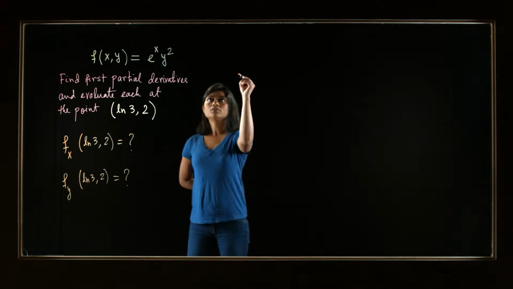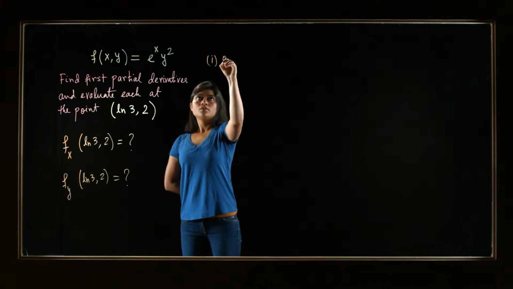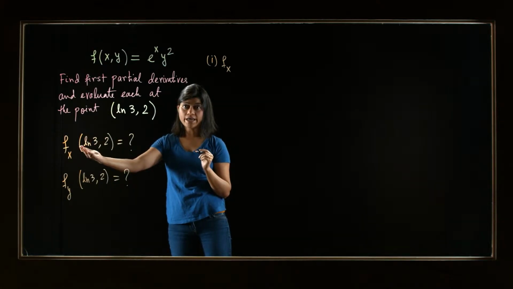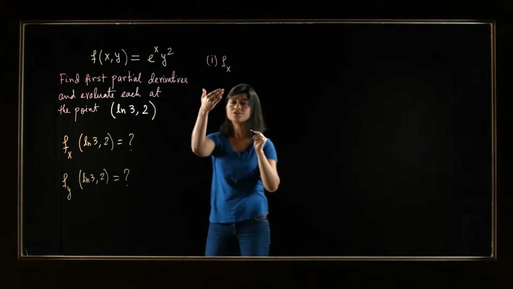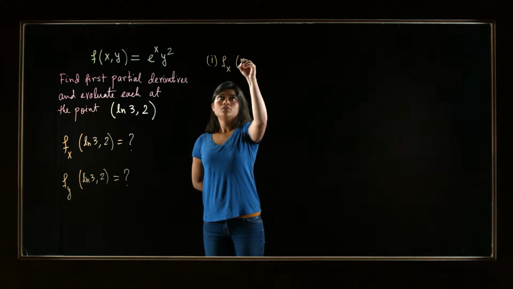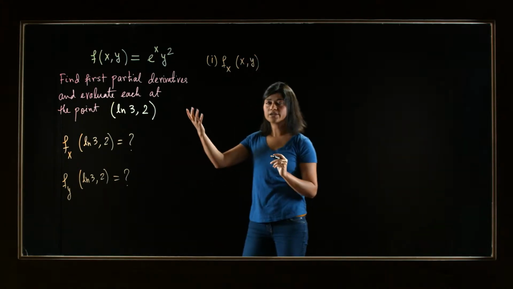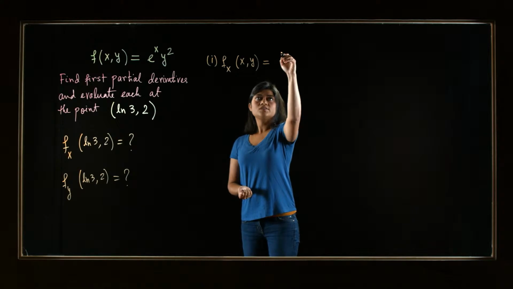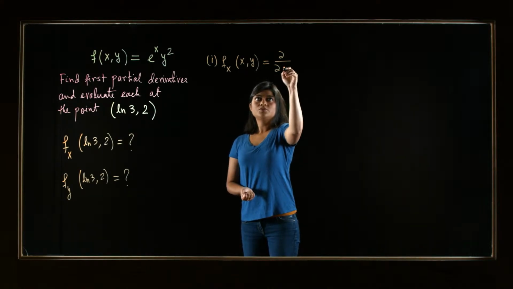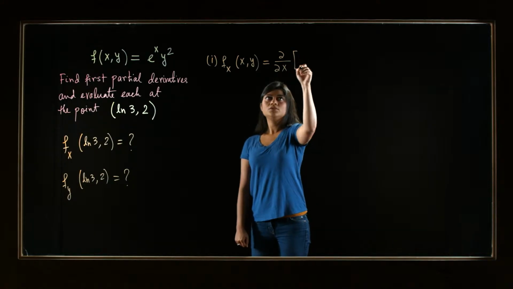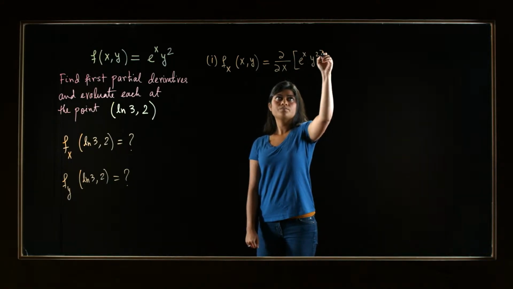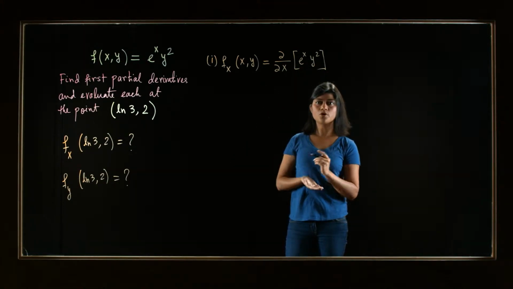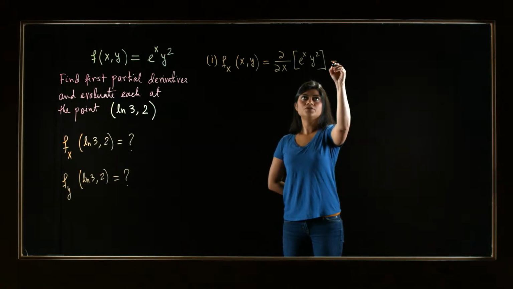Okay, so let's start with fx, but first we can't directly figure out the value at ln of 3 comma 2. We have to first find the partial derivative of the function in the variables x and y. So this means the partial with respect to x of the function e to the x y square. Notice that this is a product of two functions, so we have to apply the product rule.